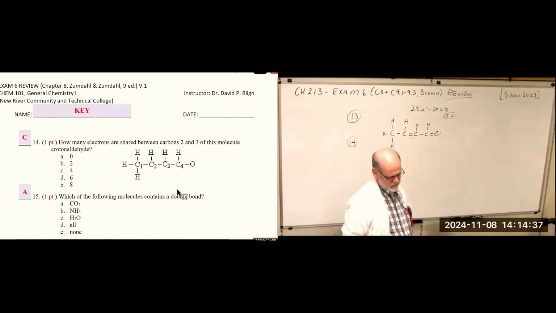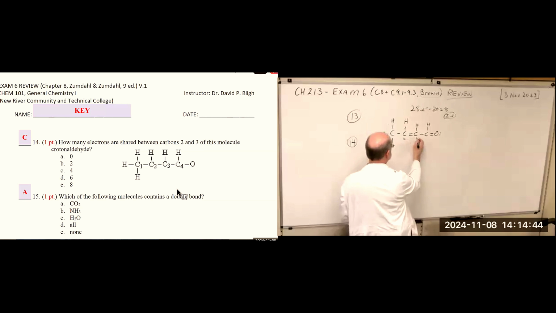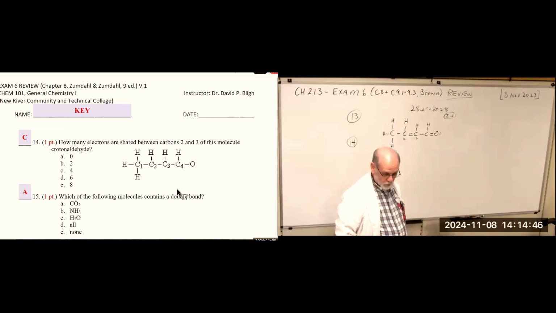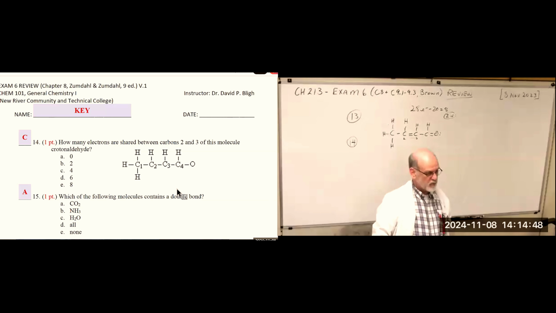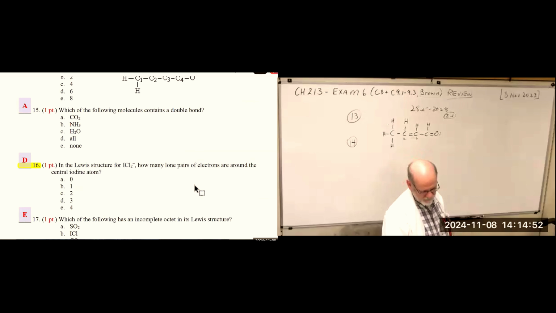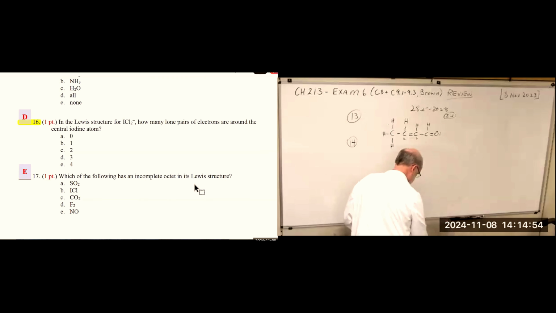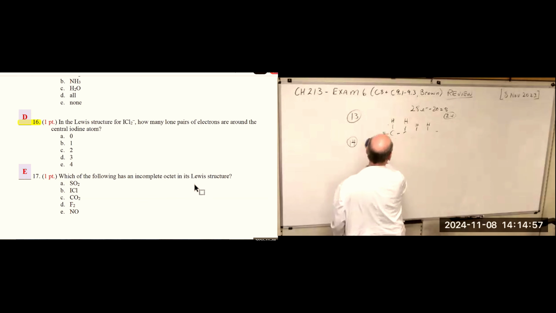I think that's why I wanted to do this, because it's kind of tricky. So between 2 and 3, how many electrons are shared? Well, if this is 2 and that's 3, 2 pair, 4 electrons.